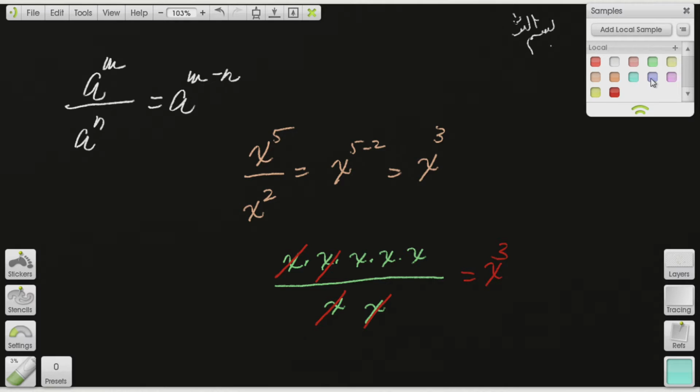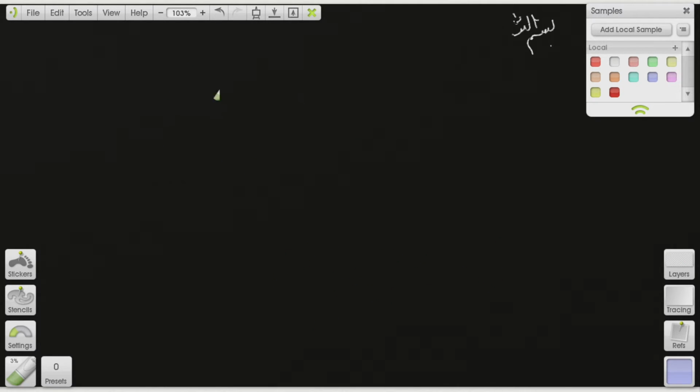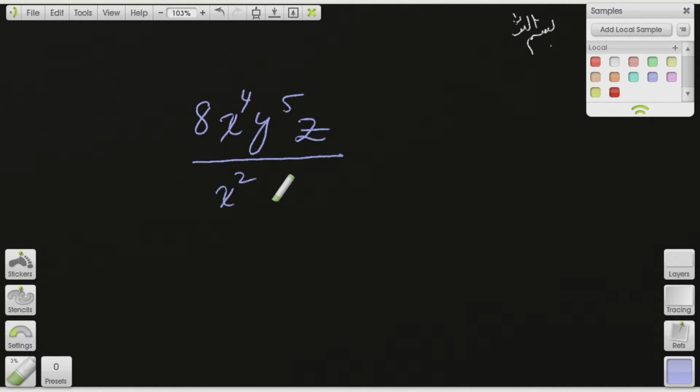Right? So let's just do another one of them. So you have 8x to the 4th, y to the 5th, and z, and then over here 2x squared, y, and z to the negative 3. Okay, I'm going to put a 2 over here. We're going to simplify this. So, well, let's simplify it. Okay, I can do that.